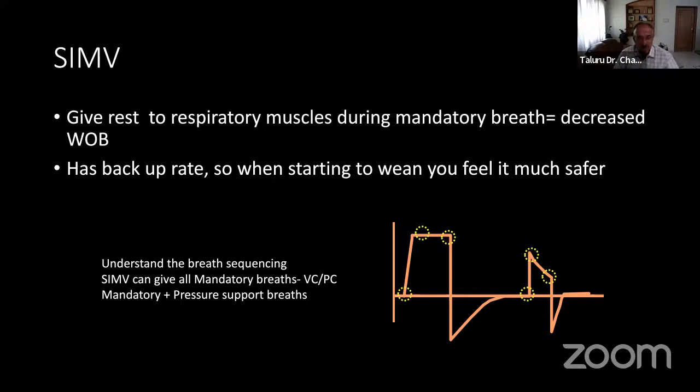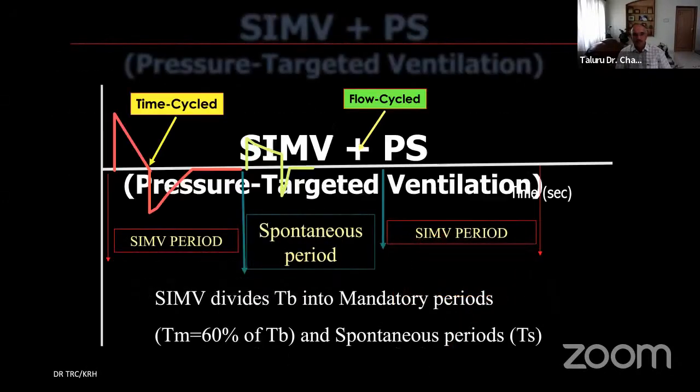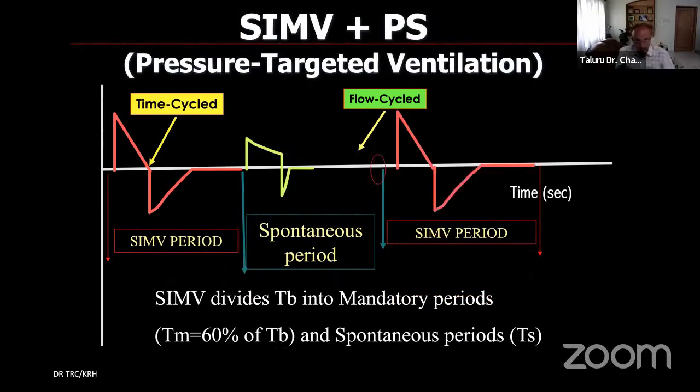Then comes the question of respiratory rest. Let us see how respiratory rest occurs. See here, I have a pressure cycled breath and a pressure support breath. See, this is a time cycle. It is touching the time, and here the flow at 25% is changing over to expiration.